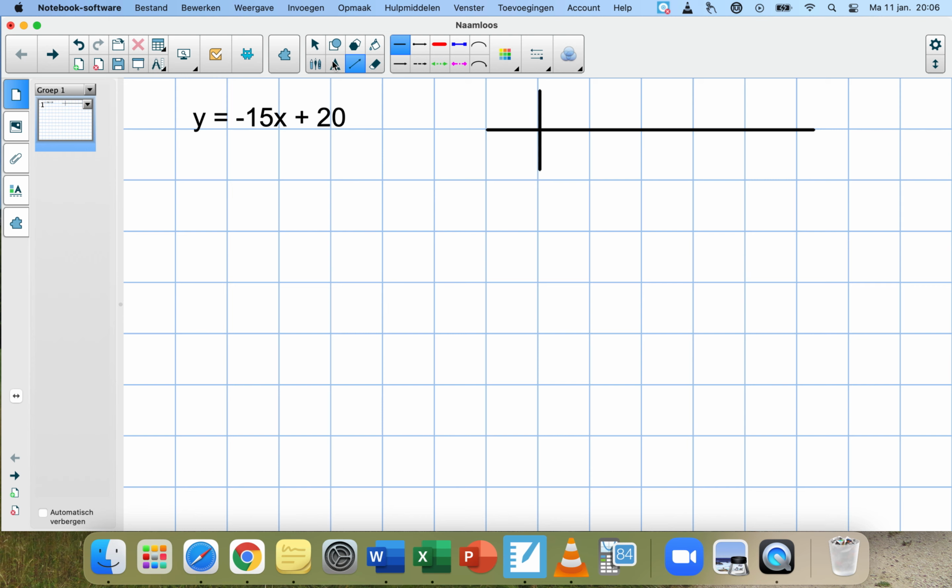and the formula is with x and y. So we always put the independent variable, the one that we fill in, we always put it at the top, and the dependent variable, the one we calculate, we always put at the bottom.